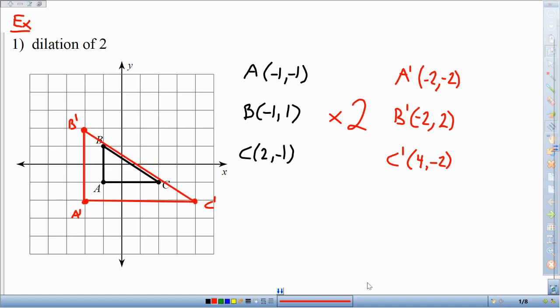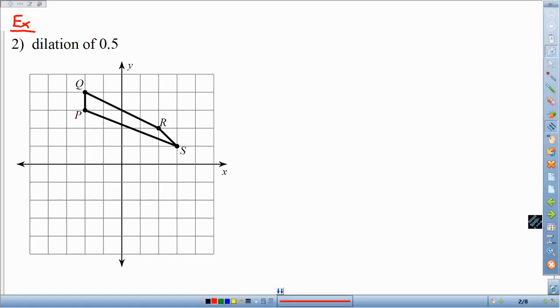Okay, and there it is. And you can tell what happened here. It looks like we got an enlargement. We got a bigger shape when we did a dilation of 2. All right, let's try another one of these examples together, and then I'll have you guys try a couple on your own. So take a look at number 2 here.